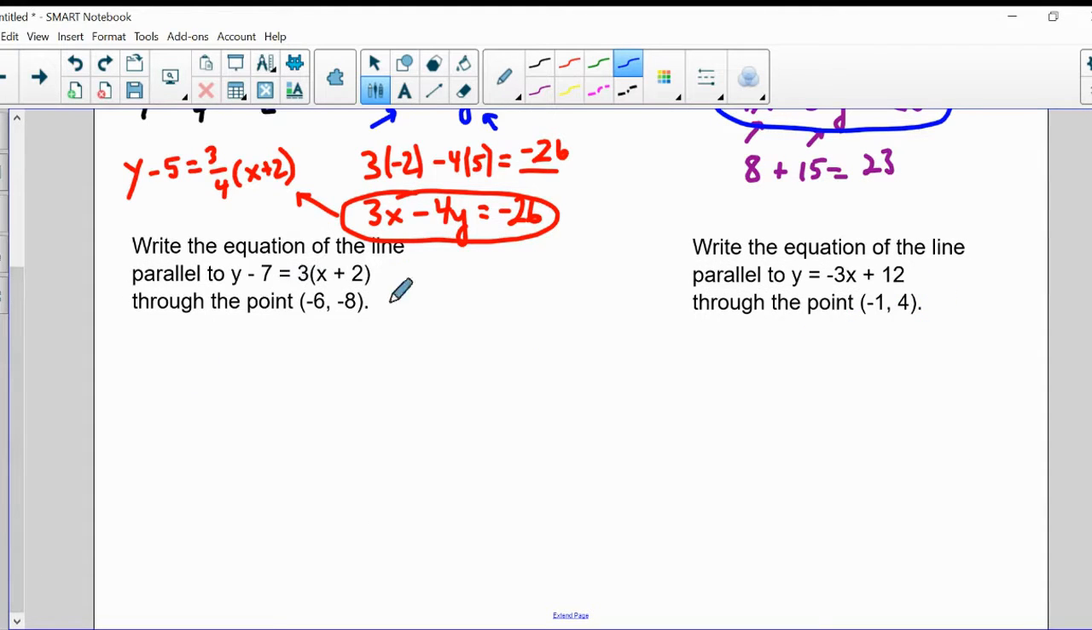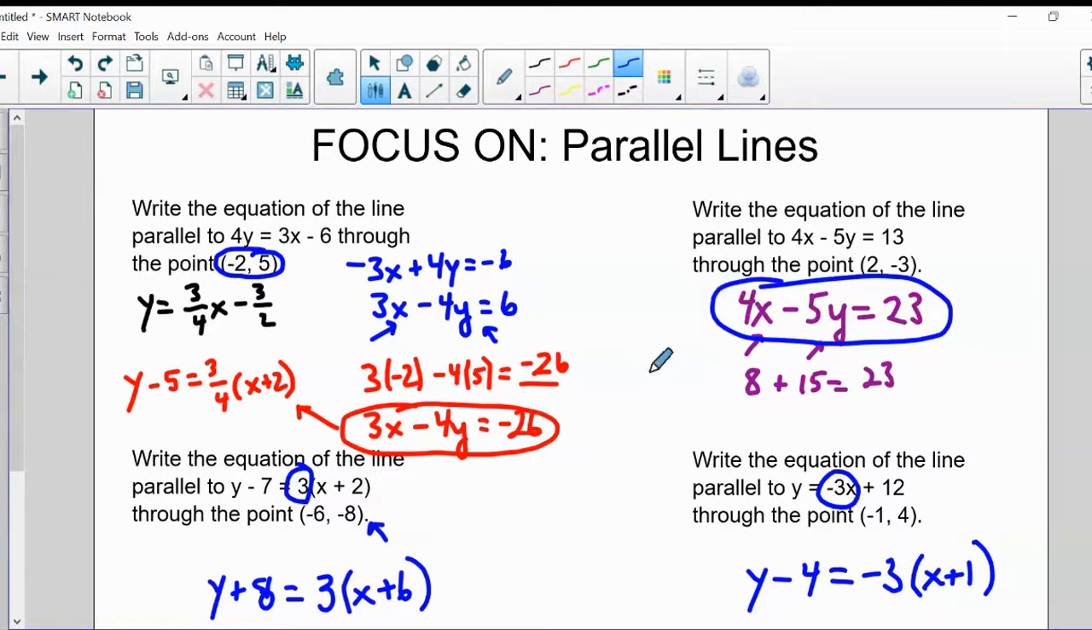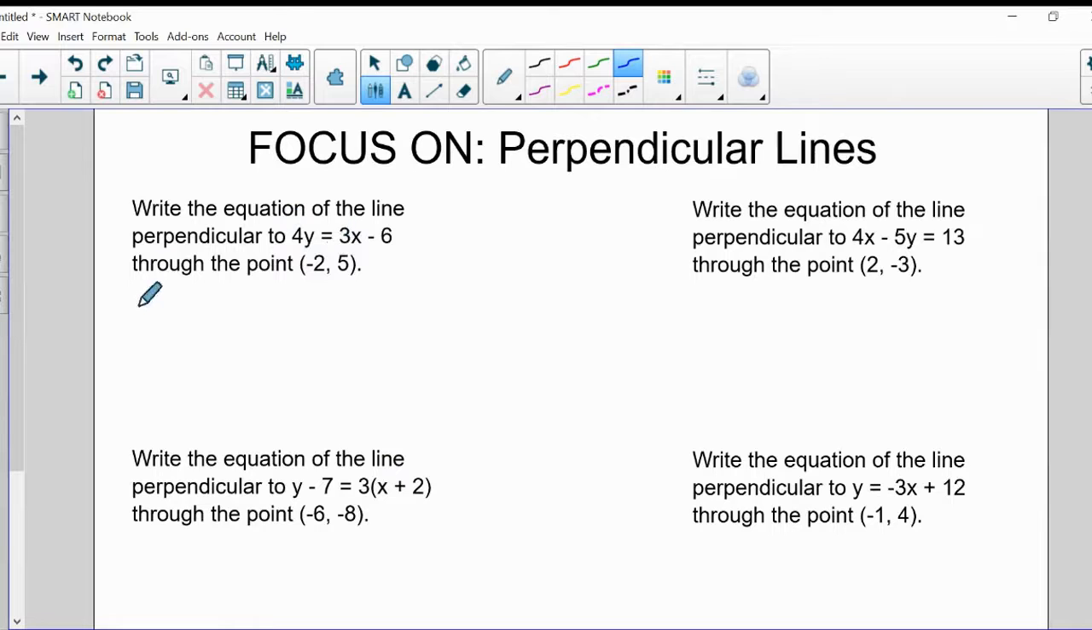Now, if I have these two problems down here, if they give me a slope, I'm not going to go into standard form. It's easier to just do it like this. So y plus 8, I'm going to use the point here: y plus 8 equals 3 times x plus 6. Here, I'm given a slope, so I'm just going to use point slope form: y minus 4 equals negative 3 times x plus 1. I'm only going to use this standard form trick, it's not really a trick, it's true all the time, but I'm really only going to use this standard form thing if I have something that's easy to manipulate into standard form.